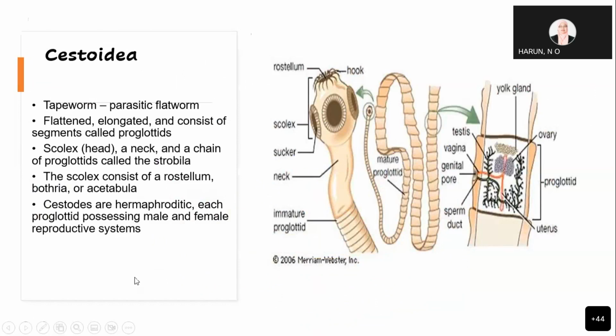Cestoda are definitely parasitic flatworms. They have the hook, they have the scolex, they have the sucker, and at the same time, they have a neck. This is the cross section of only the head part. When we cross section the body, this is the result. We have the testis, the vagina, genital pore, sperm duct, uterus, proglottid and also ovary.